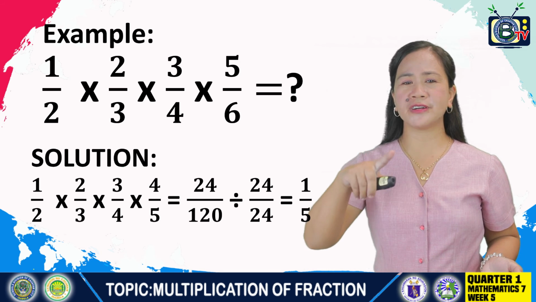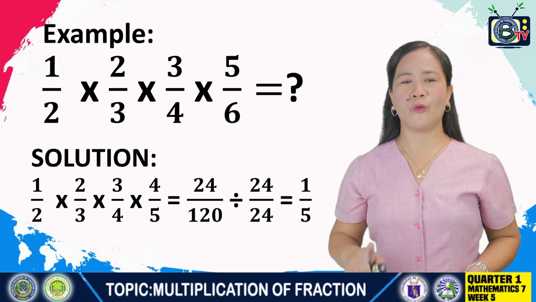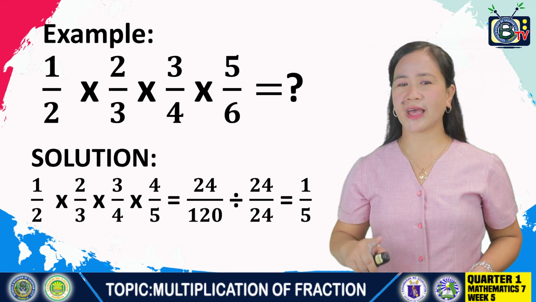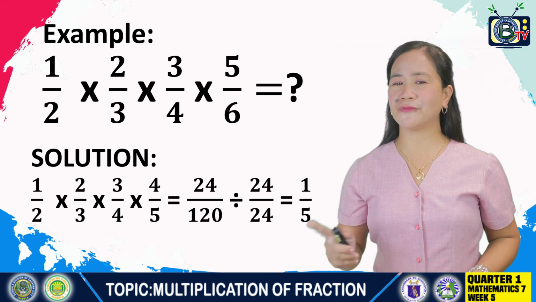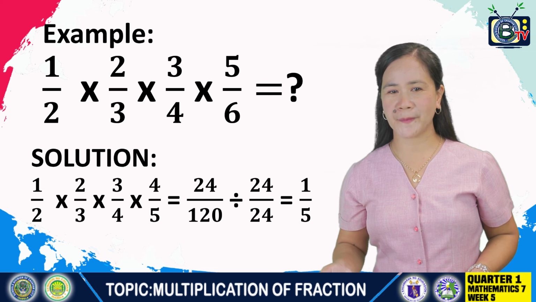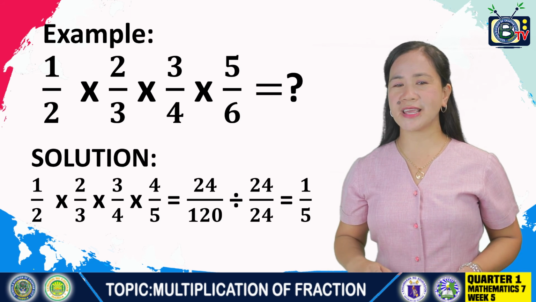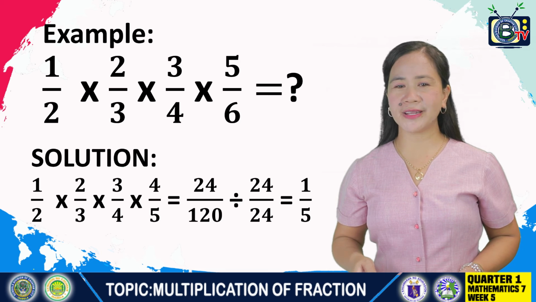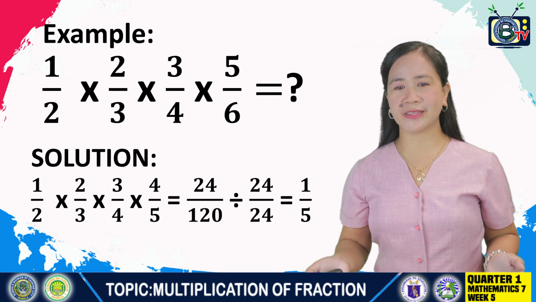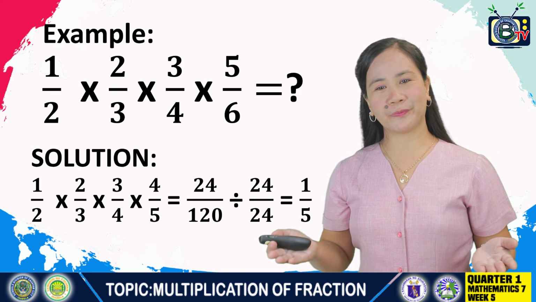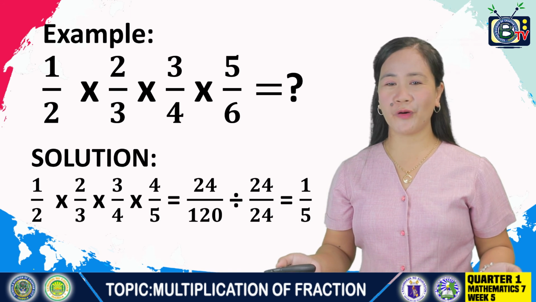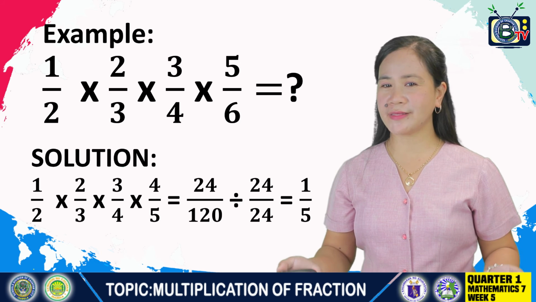Let's multiply first all the numerators. 1 times 2 is 2, times 3 is 6, times 4 is 24. In the denominator, we have 2 times 3 is 6, times 4 is 24, times 5 is 120. So the product is 24 over 120.